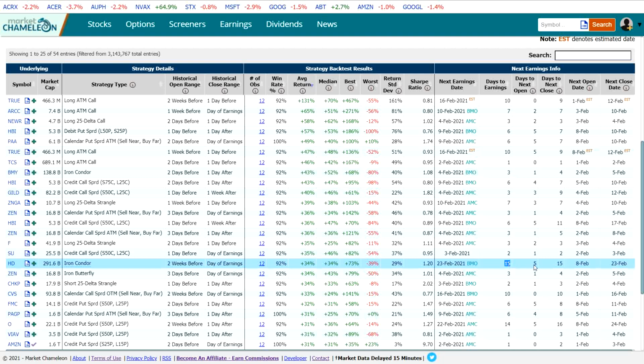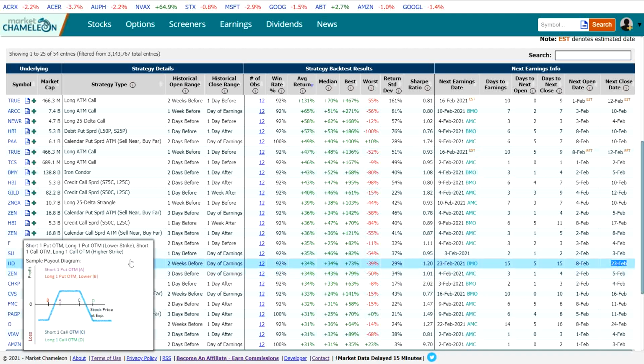Days to next open: you need to open this trade 5 days from now, and you close it 15 days from now, on the day of earning. Next open date is exactly what it says, February 8th, and next close date is February 23. So you open the iron condor on February 8th, and you close it on February 23. Let's see exactly what you do.